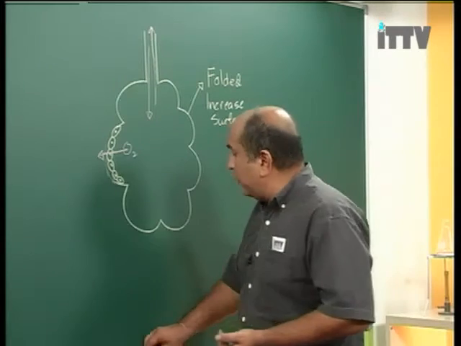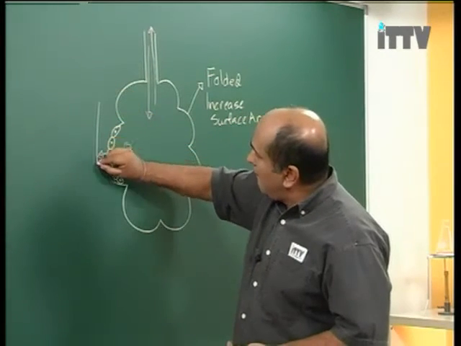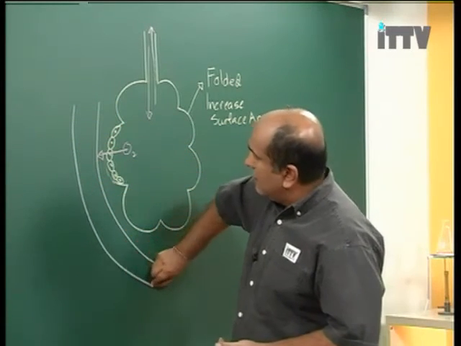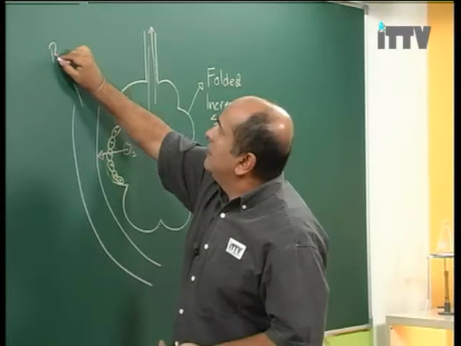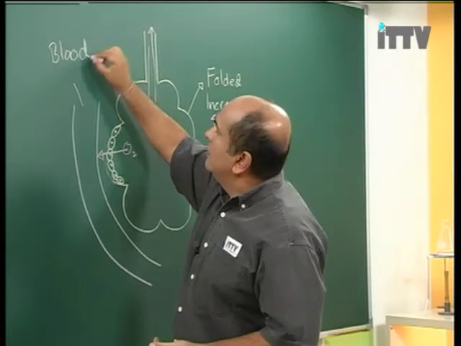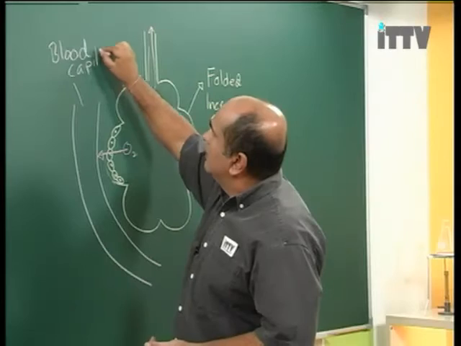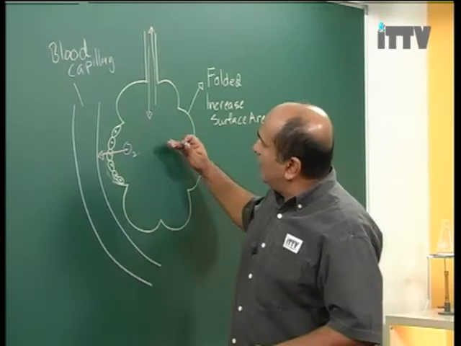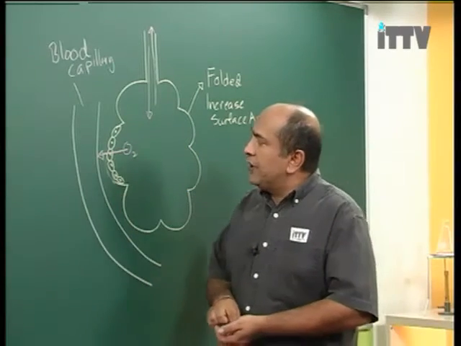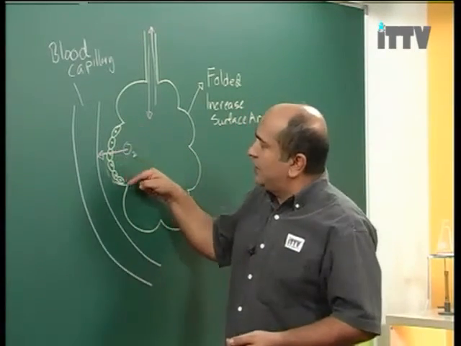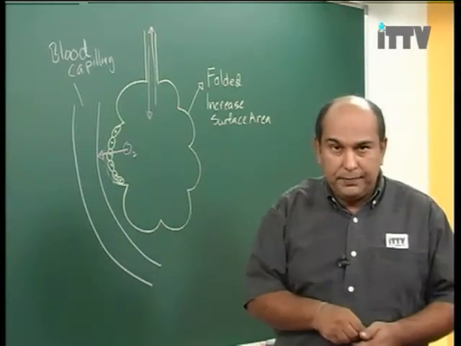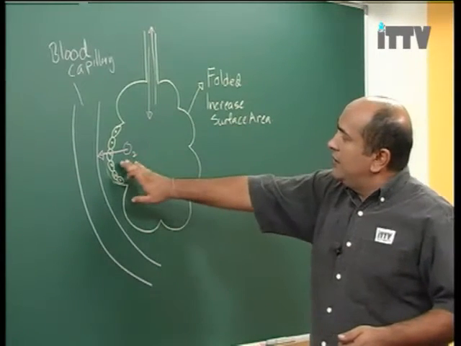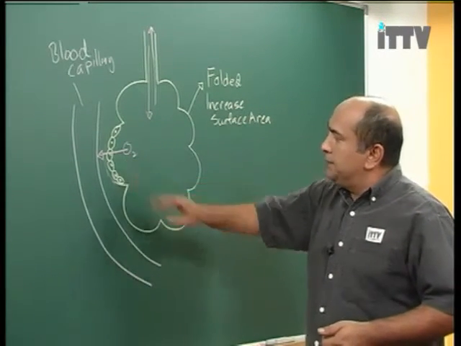So if you imagine that on the outside here, this is our blood. Capillary. As the blood flows here, the oxygen can move into the capillary very quickly because this is just 1 cell thick. So remember, folded to increase the surface area, walls 1 cell thick.